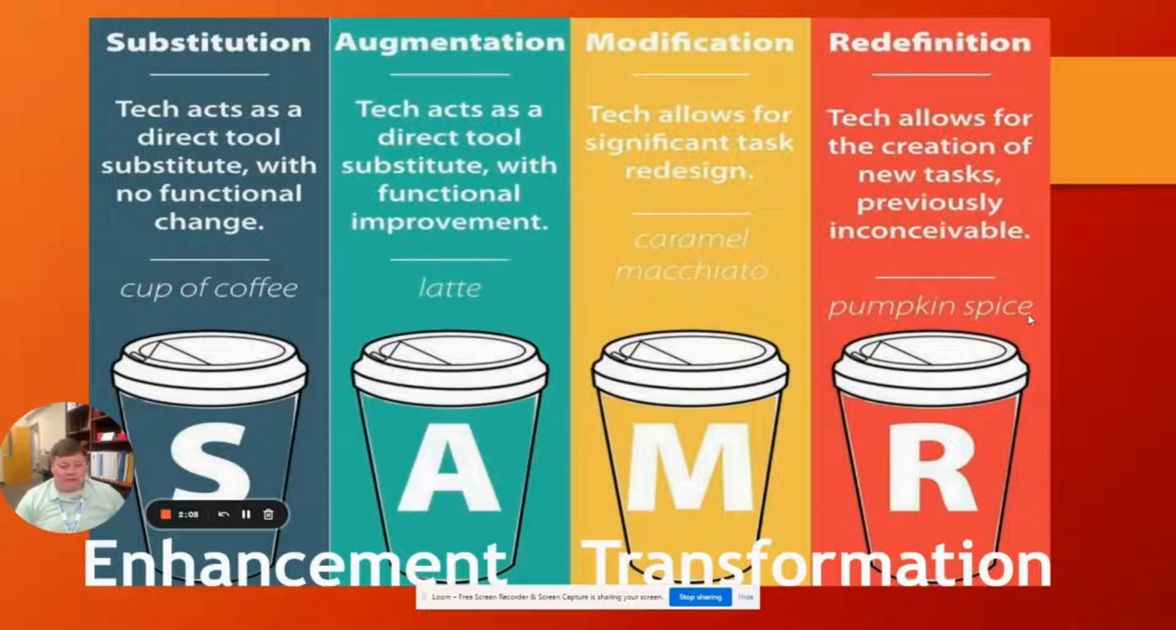We never even thought we could mix pumpkin with this, but the kids are creating these great videos and getting in-depth answers, and we're getting higher on Bloom's taxonomy as we get higher on the SAMR model. Those are the kind of things that you want to see. We ultimately want to be in modification and redefinition. Right now, most of us are at substitution and augmentation, so we're enhancing learning, but not transforming it.